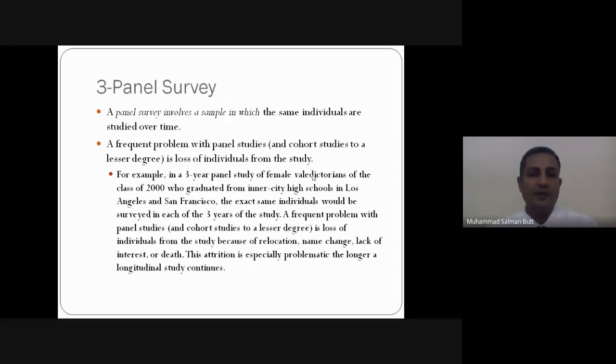So if you have a longer duration panel survey research, there will be more chances of losing your panel participants. So it is very important that you adhere to the same sample size, with the same panel group. If a participant for some reason is excluded from the study, then your study result will be affected.